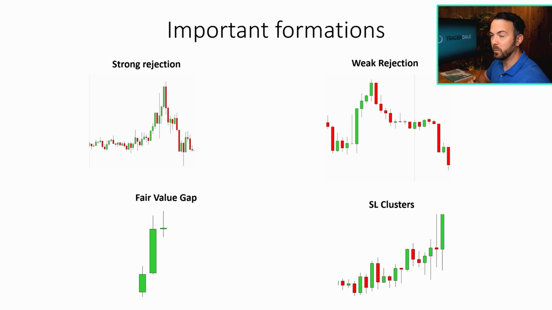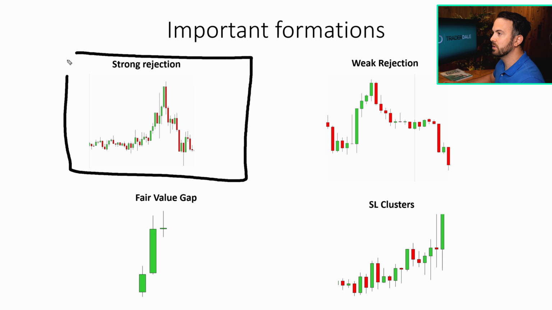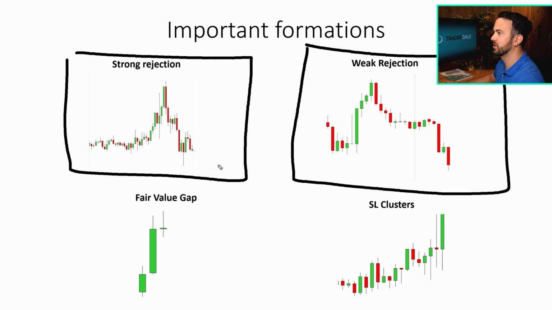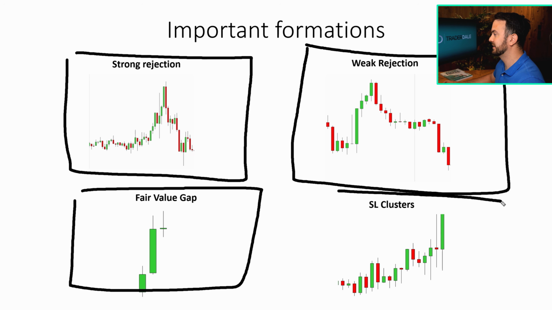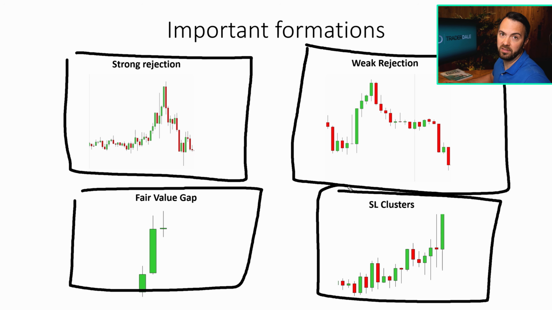Now, so far, we've covered all those four main formations: the strong rejection, weak rejection, fair value gap, and stop loss clusters. We've covered them one by one, but in a real chart, they are mixed. And we as traders need to be able to read the chart and tell who is in control, buyers or sellers, compare the strength of buyers and sellers, right?